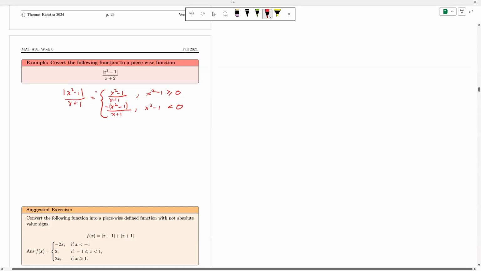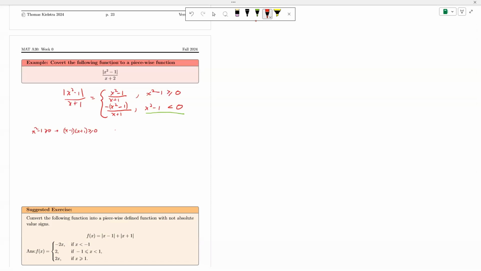Now, at this point, we have 2 things. We have to simplify the left side, and we have to deal with our inequalities. And I'm going to deal with the inequalities first. Now, I have 2 inequalities. I want to figure out when x squared minus 1 is greater than or equal to 0. So x squared minus 1 is greater than or equal to 0. This gives me (x minus 1)(x plus 1) is greater than or equal to 0. My split points are x equaling minus 1 and 1.